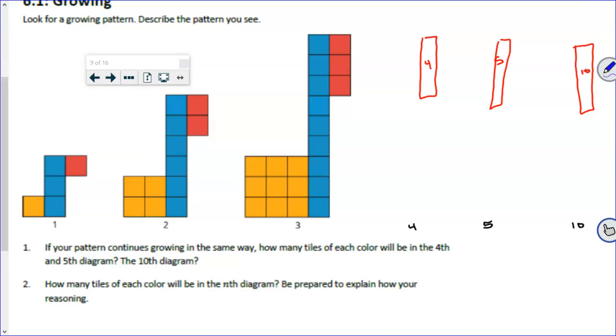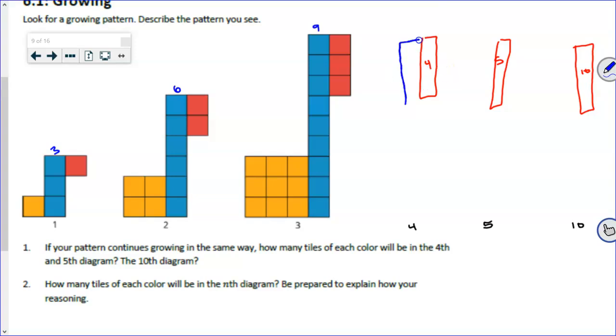Okay, how many blue blocks? In stage 1, there's 3. In stage 2, there's 6. In stage 3, there's 9. Are you noticing a pattern here? Let's see, 3, 6, 9. How many blue blocks would there be in stage 4? Lainey? There would be 12. How many in stage 5?